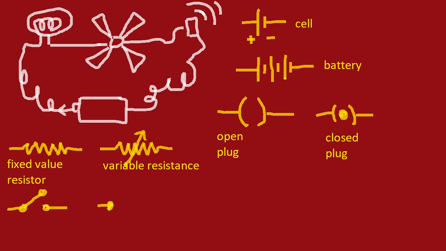So a closed switch is in this position. This is a closed switch, right? So this is an open switch showing off position. This is a closed switch showing on position. We'll just write it down.